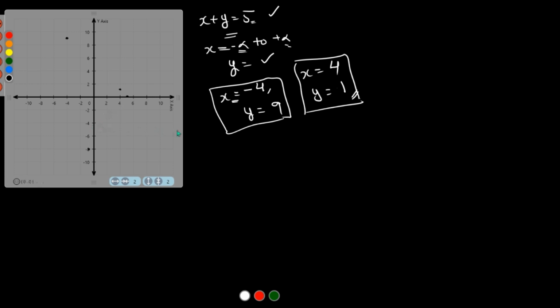So to draw a straight line, we only require 2 points. Now we take a scale and just join these 2 points. Then you get the linear equation, right? So now we have joined the 2 points. This point is minus 4 and 9, and another point is 4 and 1.